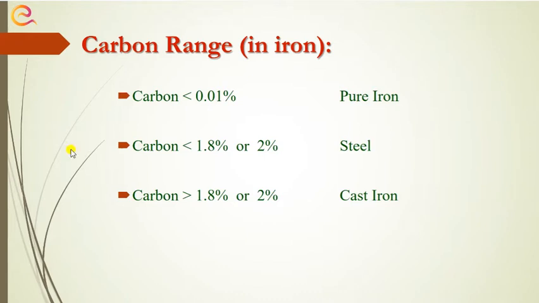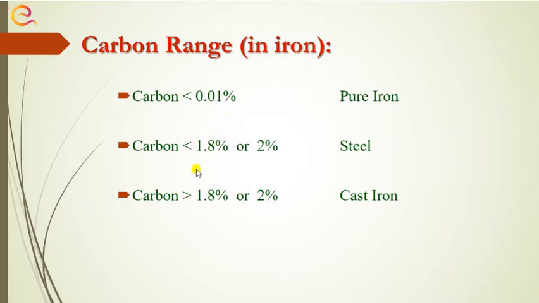Here is the categorization of ferrous materials on the basis of the percentage of carbon present in it. If the percentage of carbon present in iron is less than 0.01%, then the material is called pure iron. Means for pure iron we have permitted a mixture of 0.01% of carbon.